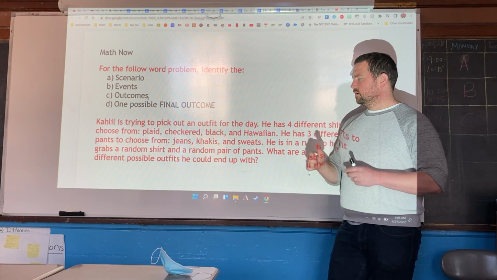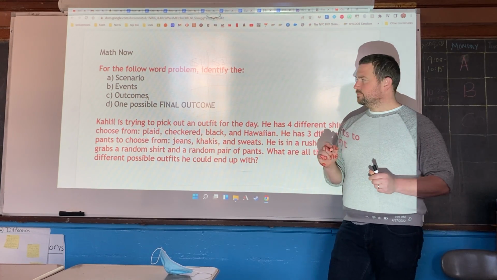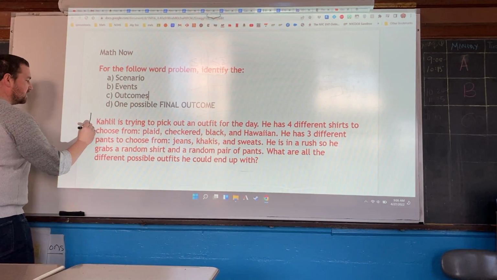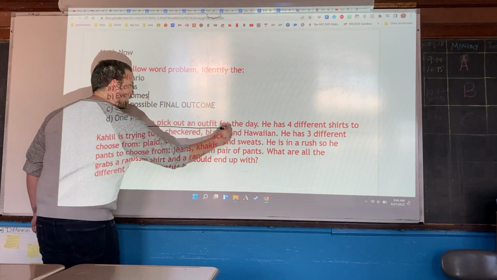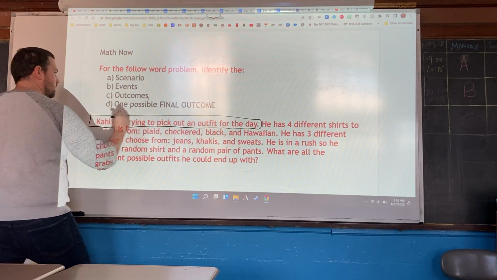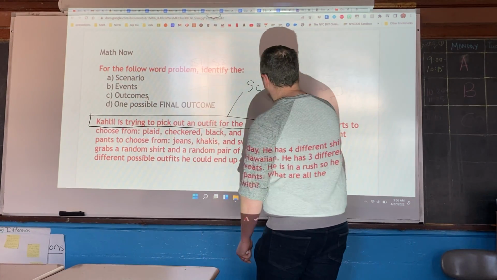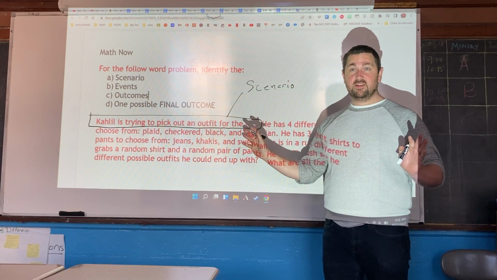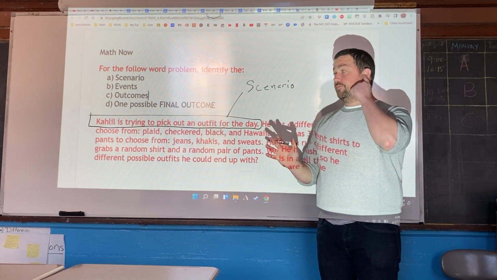Khalid is trying to, is it Khalid? Khalil. Khalil is trying to pick out an outfit for the day. Khalil's going to pick an outfit for the day. That is the context in which the things are happening. So we would say this is the scenario, right? Notice the scenario doesn't have a question. It's just part of a story.